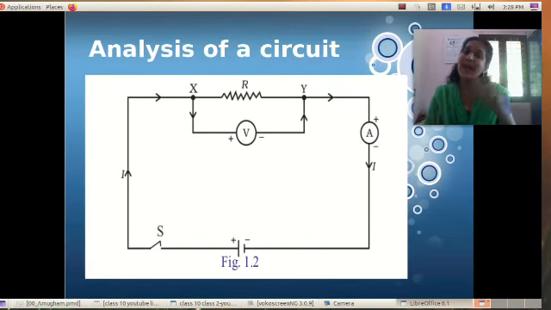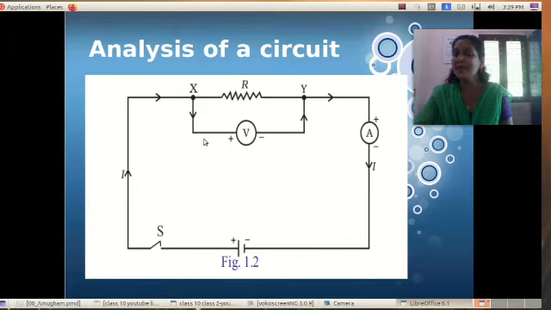Now we are going to analyze a circuit. Here XY represents a nickel wire. It has high resistance. Do you know which element has low resistance? Yes, silver. In comparison to silver, copper has more resistance. Nickel has more resistance than copper wire and silver. Which has high resistance? Nickel wire has high resistance. This resistance is given by the letter R.